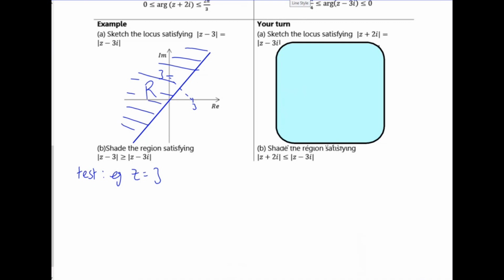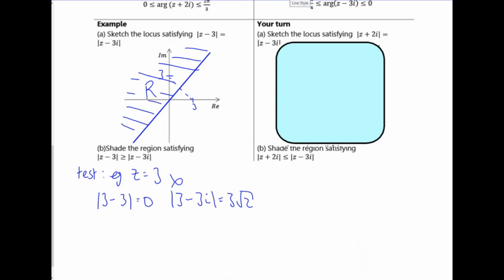If I put z equals 3 on the left hand side, I've got modulus of 3 minus 3, which equals 0. On the right hand side, I've got modulus of 3 minus 3i, which you can work out, which will give you 3 root 2. Obviously, 3 root 2 is bigger than 0. That doesn't fit in this inequality here. So from our test, 3 is not in the region, and we want the other side.